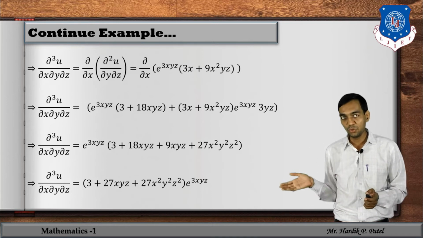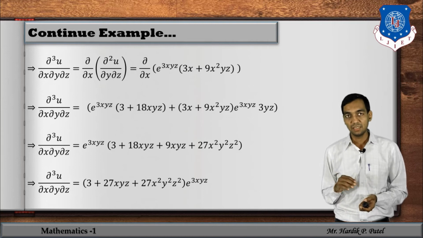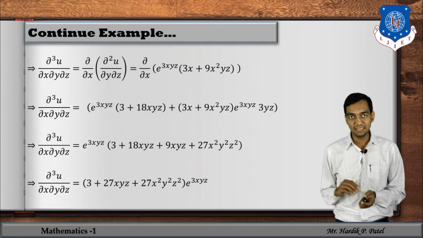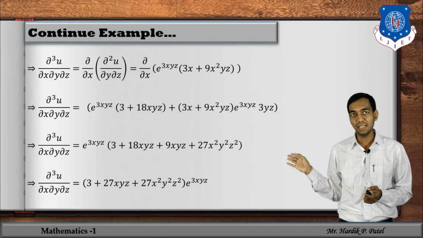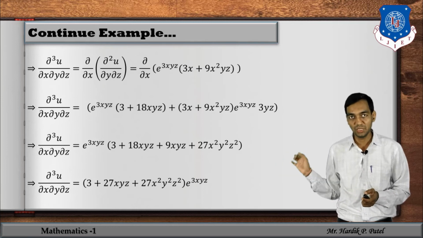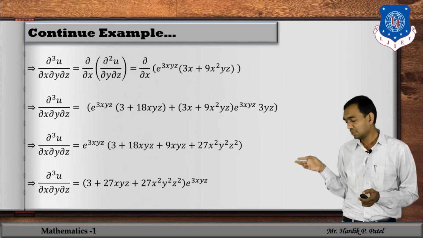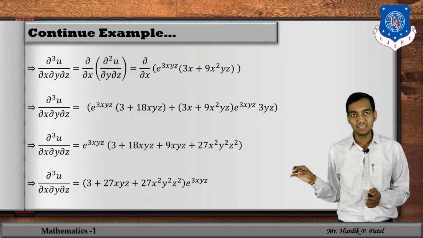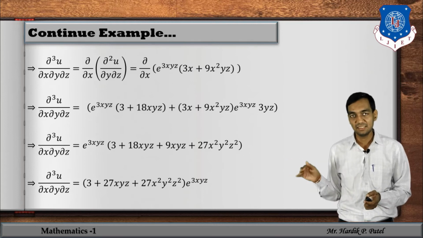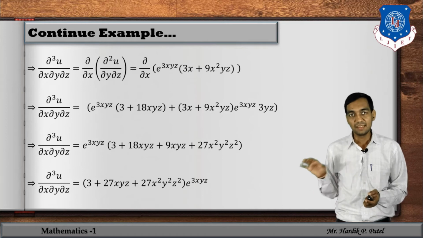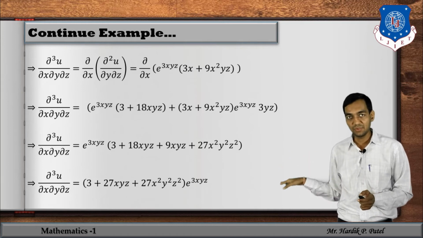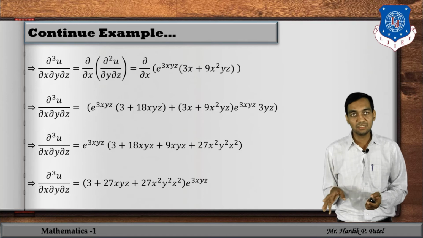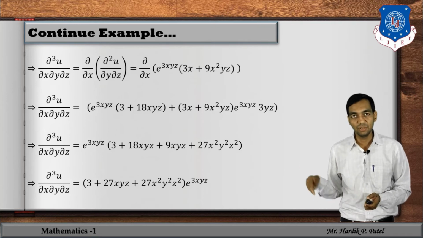Again you have to apply the u into v rule. So first, e raised to 3xyz as it is, and the derivative of 3x plus 9x square yz with respect to x. So 3x has a derivative 3, and 9x square has a derivative 18x, with yz treated as a constant. Secondly, 3x plus 9x square yz as it is, and e raised to 3xyz has a derivative e raised to 3xyz into 3yz.